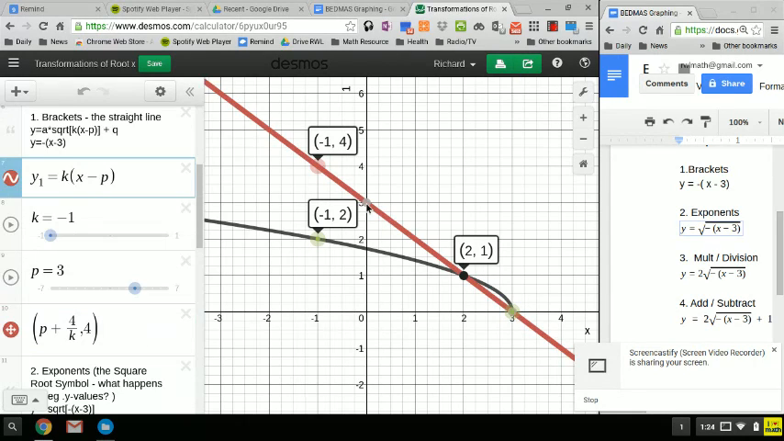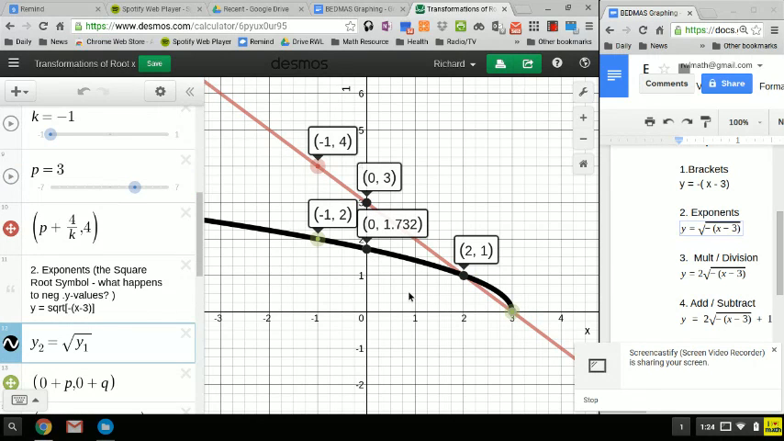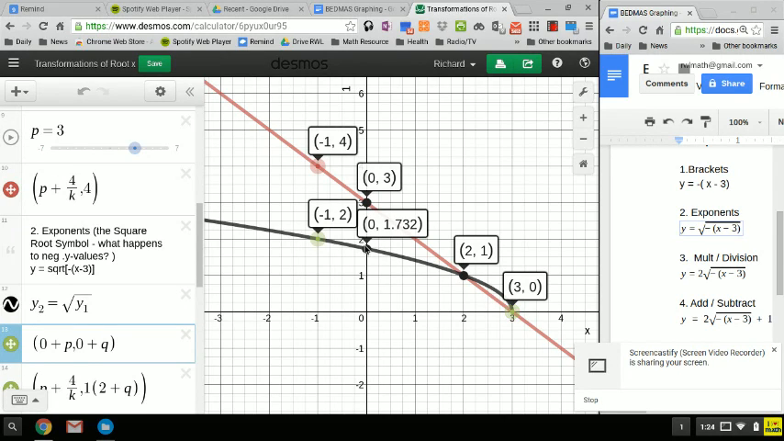Now there's the straight line, and it has a y-intercept of (0, 3). So to get the y value on the square root graph of the line, it should be the square root of 3. The square root of 3 is 1.73. If I click that, it is in fact 1.73. So it looks like the y value on this black square root curve is the square root of the y value on the red line. The cusp is there at (3, 0), and our key point is at (-1, 2).